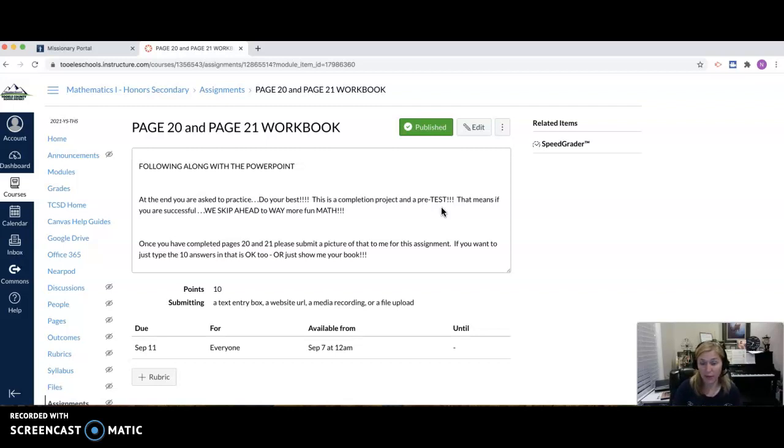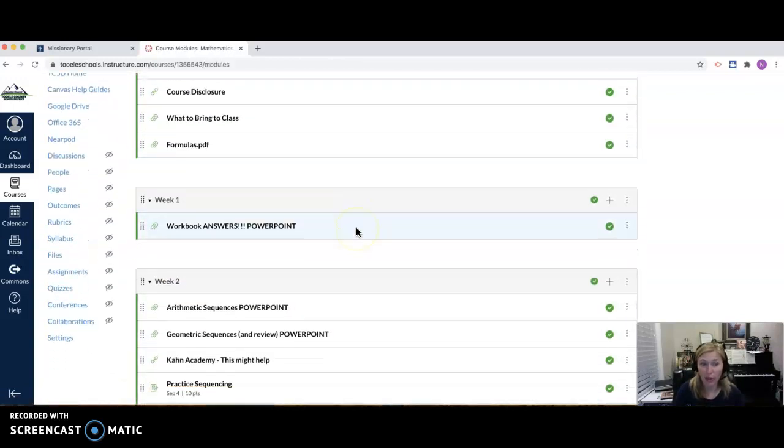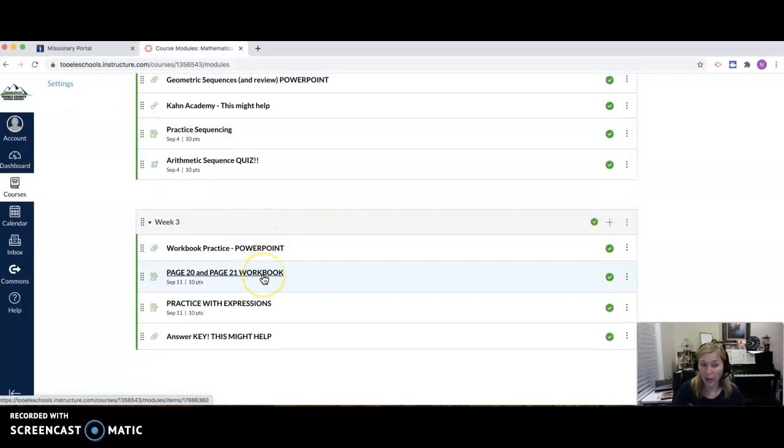That means if you're successful, we skip ahead, we're done. If not, you don't quite get it, we practice some more. Once you've completed pages 20 and 21, you will just take a picture of that with your phone or your iPad or your computer and submit it. Or you can just type it right in if it's easier. There's 10 questions. You can just type it in on your computer, or you can show me your workbook when I come back to school. Any of those will work just fine. So that's what we're going to do today, the PowerPoint and this workbook.